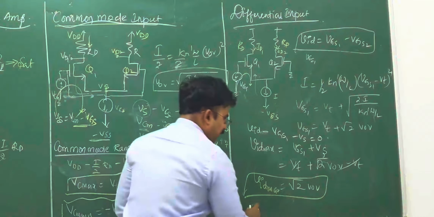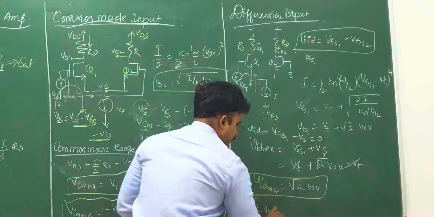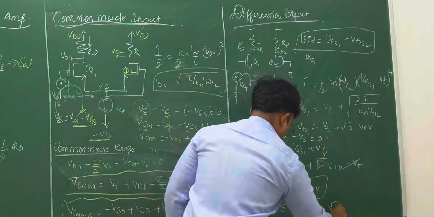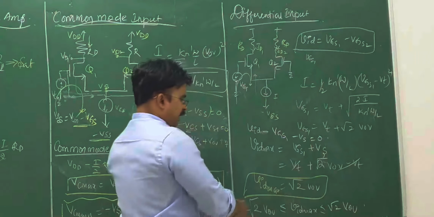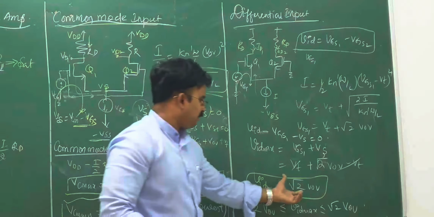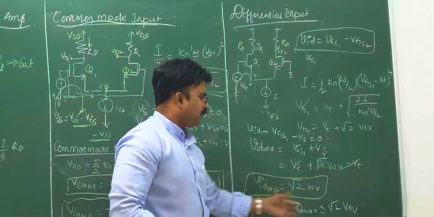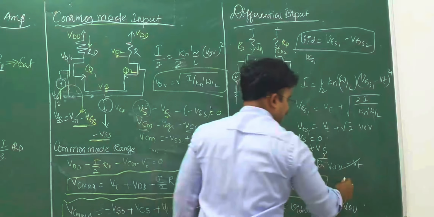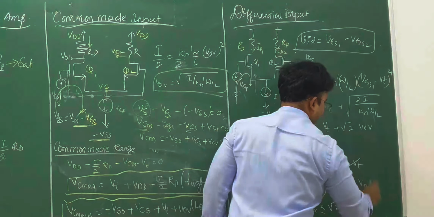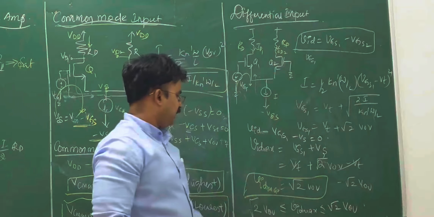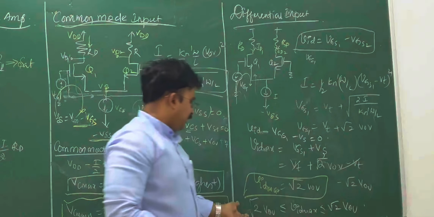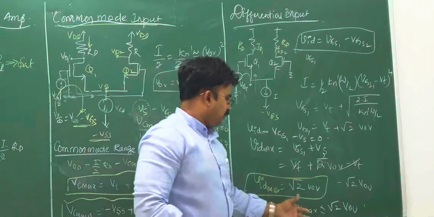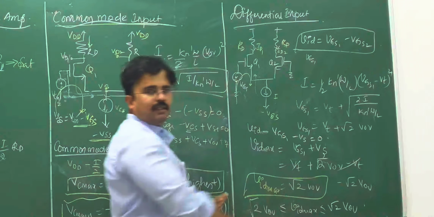If I calculate in the same way in the negative direction, it is minus under root 2 V overdrive. So in the positive direction it should be plus, and in the negative direction for this transistor it is minus. The range would be minus under root 2 V overdrive to plus under root 2 V overdrive. So this is the range which should be defined.